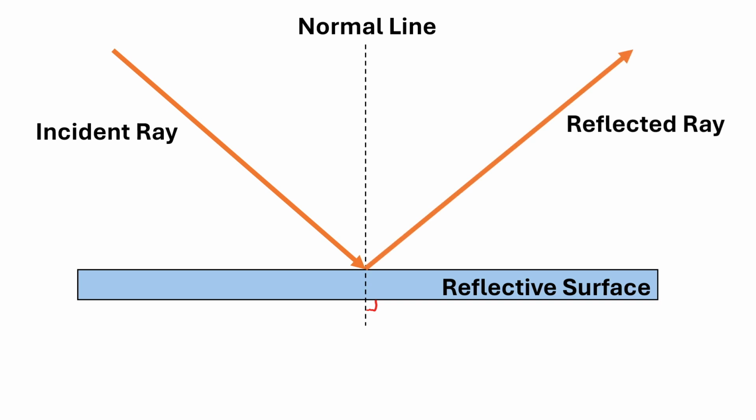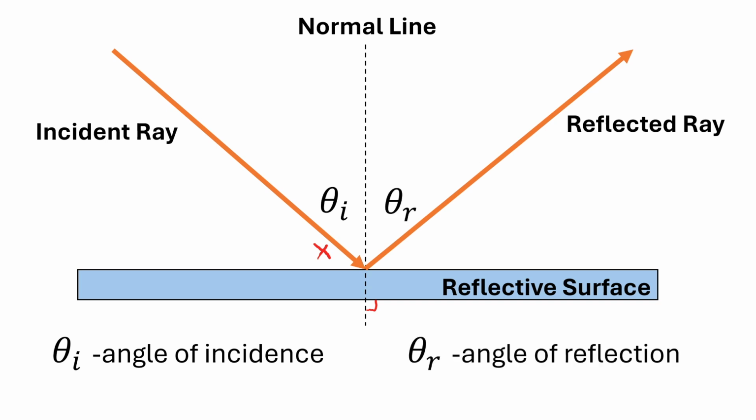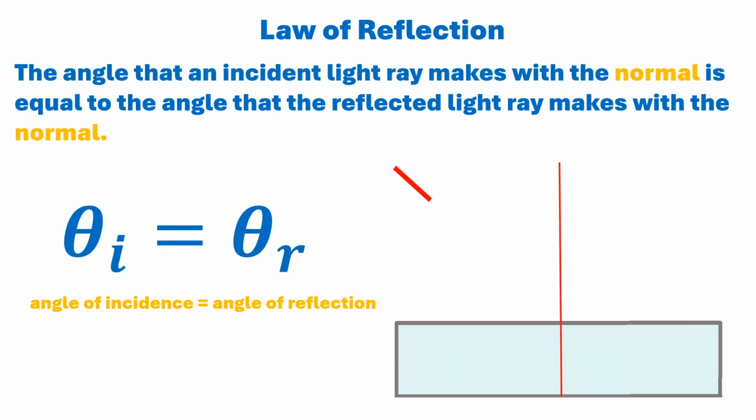And here I'm going to relate two angles. One is the angle of incidence, theta sub i, that the incident ray makes with the normal line, not with the mirror itself. Theta sub r is the angle of reflection, which is the angle the reflected ray makes with the normal. The law of reflection states that these two angles are equal to each other, so the angle that the incident ray makes with the normal line is going to be equal to the angle that the reflected ray makes with the normal line.